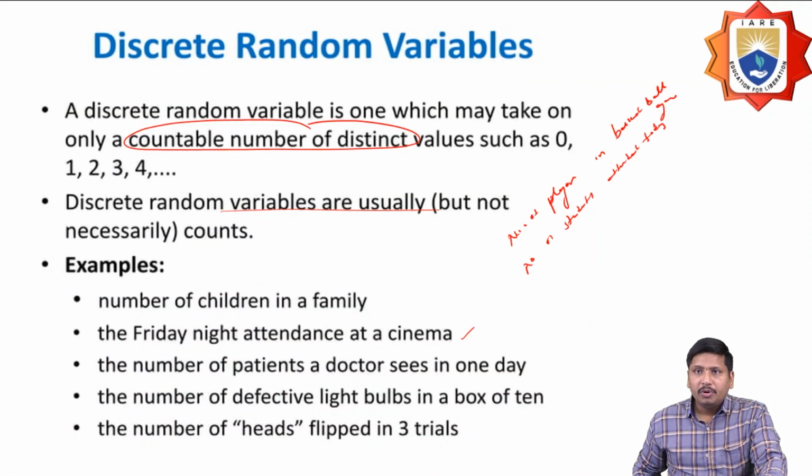A discrete variable is one which may take a countable number of distinct values. And these discrete random variables are usually countable ones, like the number of players in a basketball game, the number of students attended today, the number of patients doctors see in one day, like this.